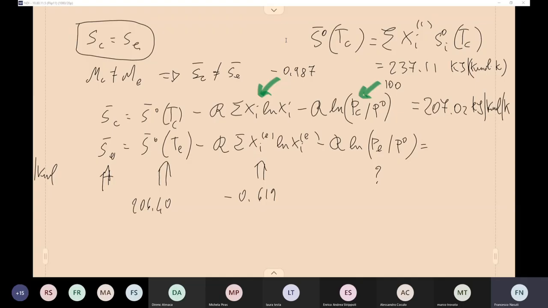So we have that this will be equal to 206 plus... I don't have numbers. I'm not sure of the numbers that I have here. So we should compute. There's another calculator here. So I think I waste my time.